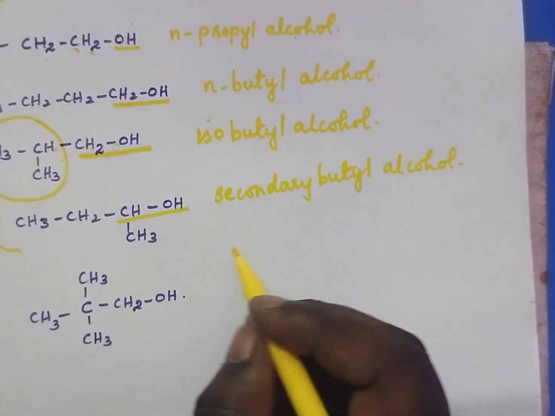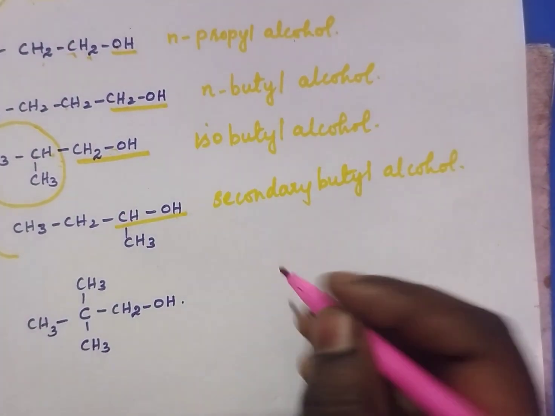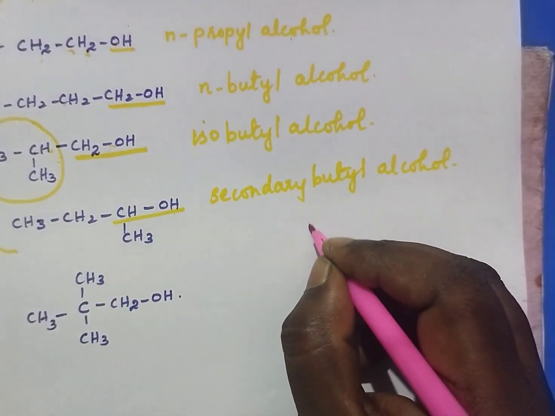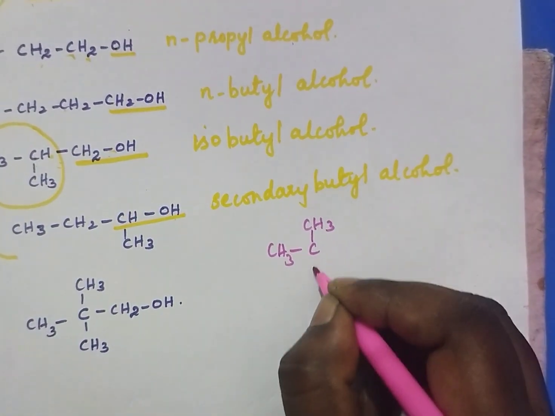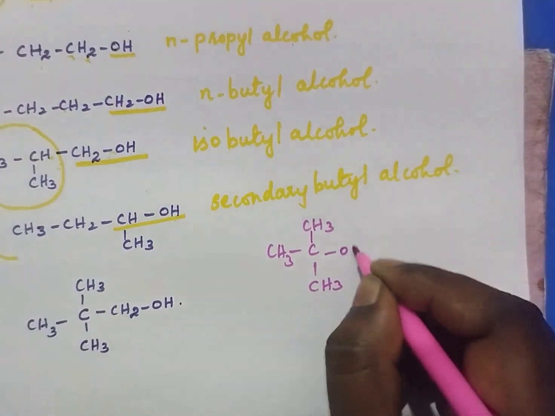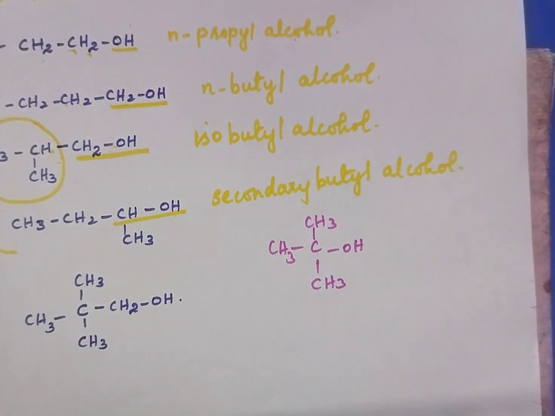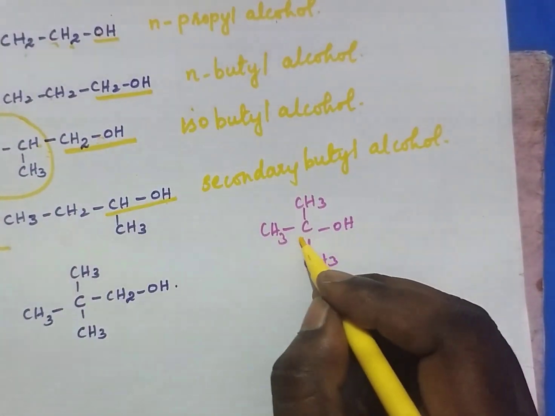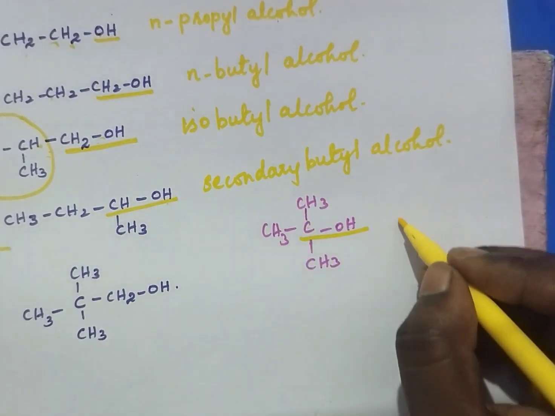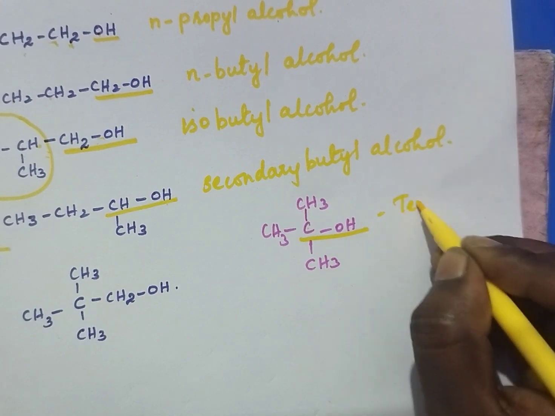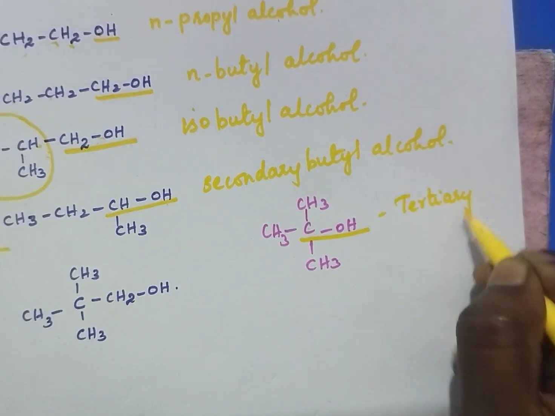Then let's come to the tertiary butyl alcohol. How can tertiary butyl alcohol be written? As C, CH3, CH3, CH3, OH. So here the number of carbons is 4, and the hydroxy group is attached to the carbon containing 3 alkyl substituents. So this is the tertiary butyl alcohol.